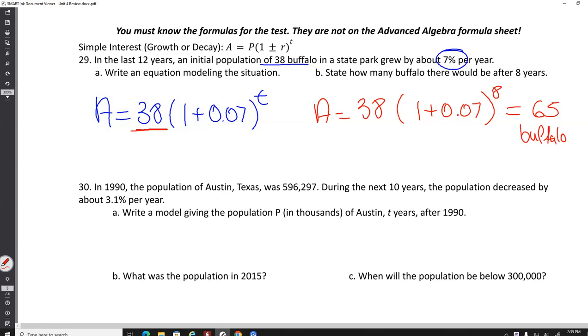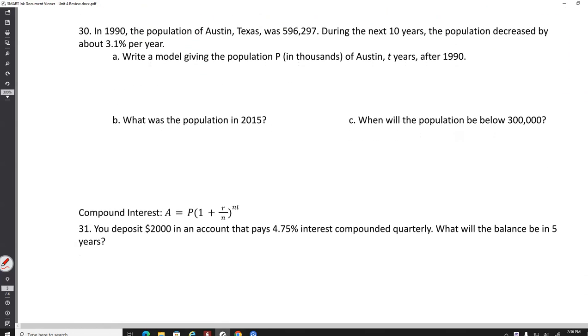Okay. All right. Number 30. In 1990, the population of Austin, Texas was 596,297. During the next 10 years, the population decreased, so it went down about 3.1%. Okay, so what do I know? I know that it decreased, which means I'm going to subtract. I also know that 3.1% is going to be 0.031 in decimal.